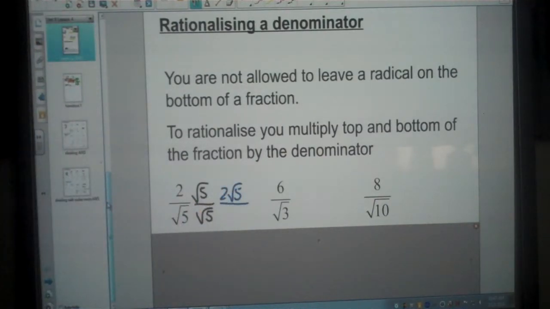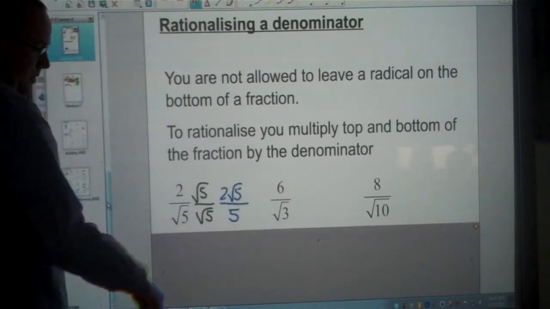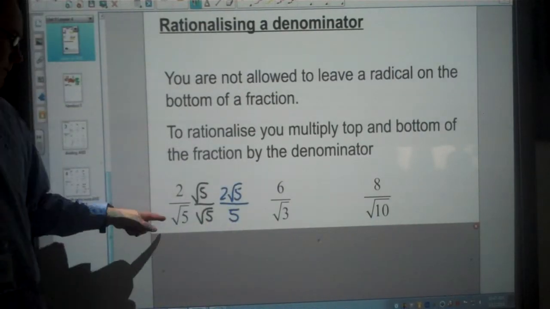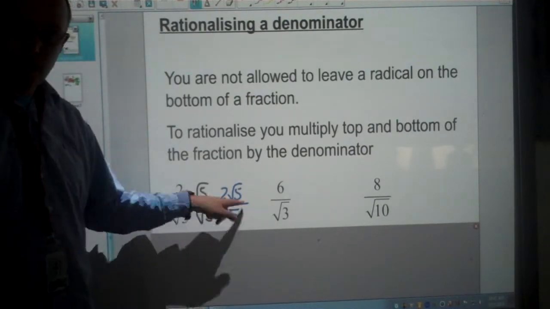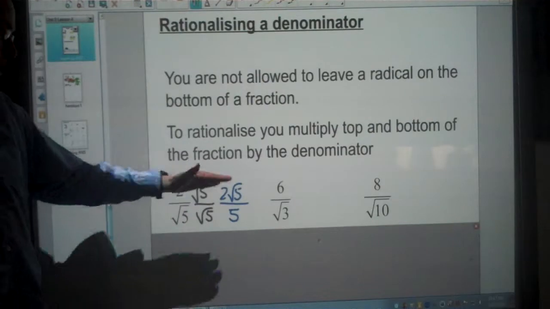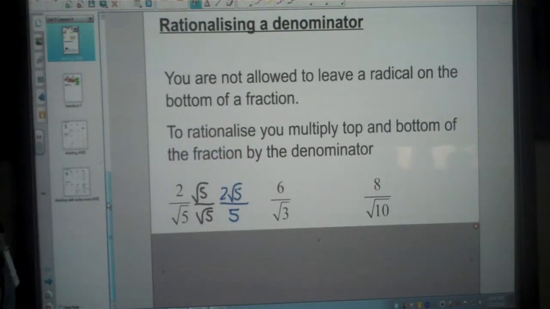But I can simplify radical 5 times radical 5. Any radical times by itself is just a number. So notice we started off with something that was irrational, the square root, but we finish off with something that is rational on the denominator. We are allowed to leave radicals in the numerator though, so that's why it's just called rationalising a denominator.